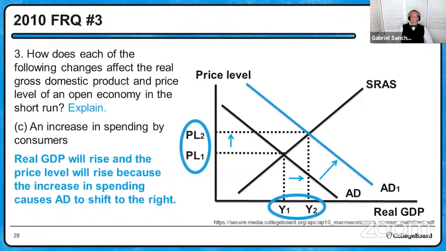GDP will rise and the price level will rise because the increase in spending causes aggregate demand to shift to the right. An increase in spending or an increase in consumption. Consumption is a determinant of aggregate demand. As we increase consumption, aggregate demand shifts from AD to AD1. As AD shifts to AD1, we get new equilibriums. We get Y2 and PL2. So we have an increase in real GDP because we go from Y1 to Y2. And we have an increase in the price level from PL1 to PL2.